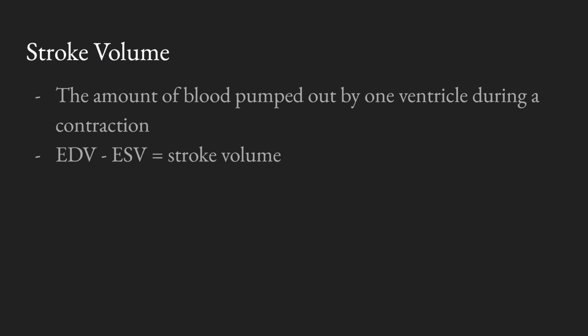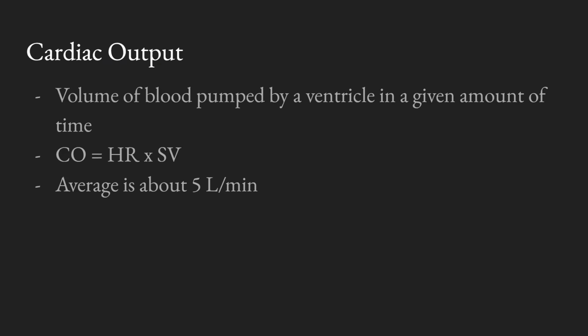That stroke volume is going to affect the cardiac output, because the cardiac output is the volume of blood pumped by a ventricle in a given amount of time. You can see right there that it's affected by both heart rate and by stroke volume. And it can vary depending on people and circumstances that they're in at the moment, but the average for a person is about 5 liters per minute, which is a pretty good amount of blood.